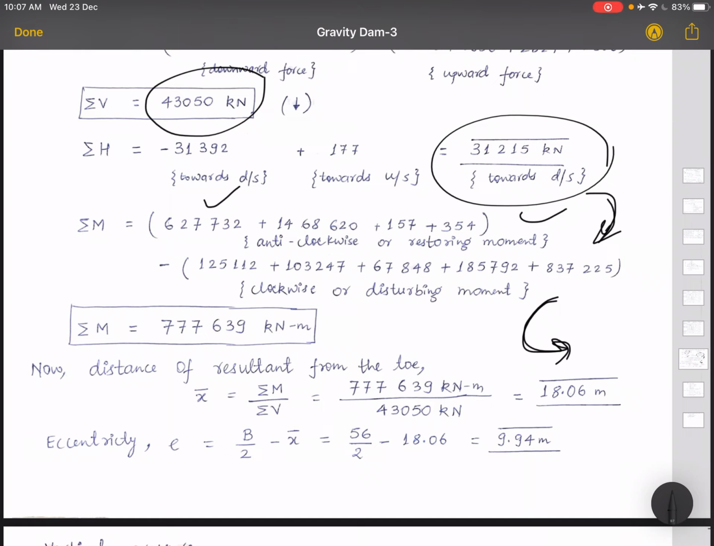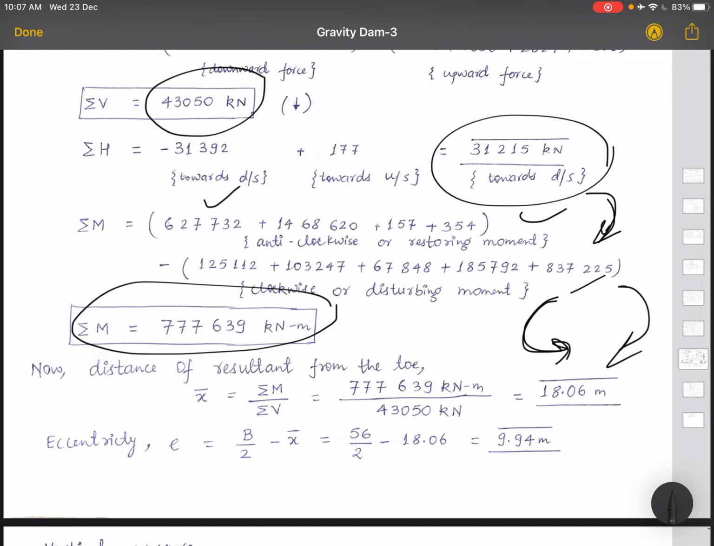You can take either anti-clockwise positive or clockwise positive. It's up to you. The final value will come like this. So if you are taking anti-clockwise positive as I have taken, then clockwise will be negative for you. Just put the values with sign. So finally you will get the summation moment, the net moment, coming out to be this value.